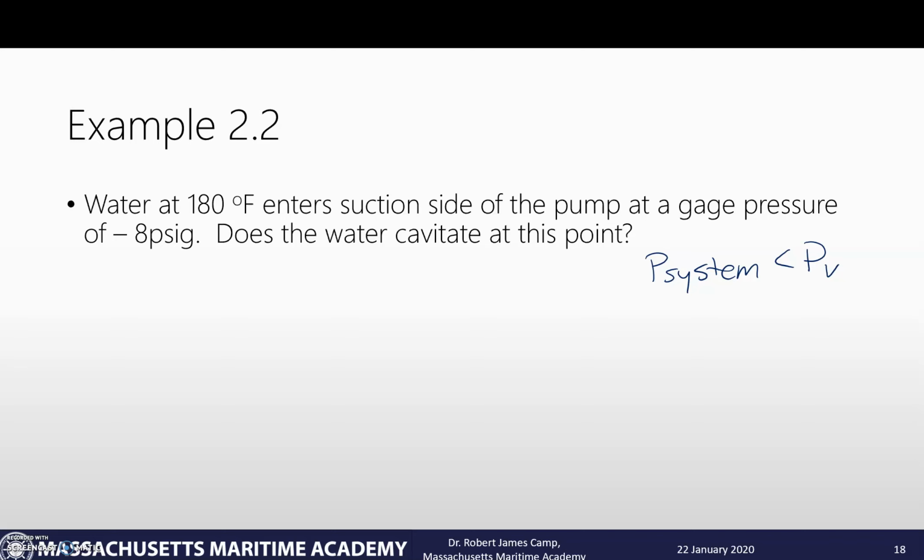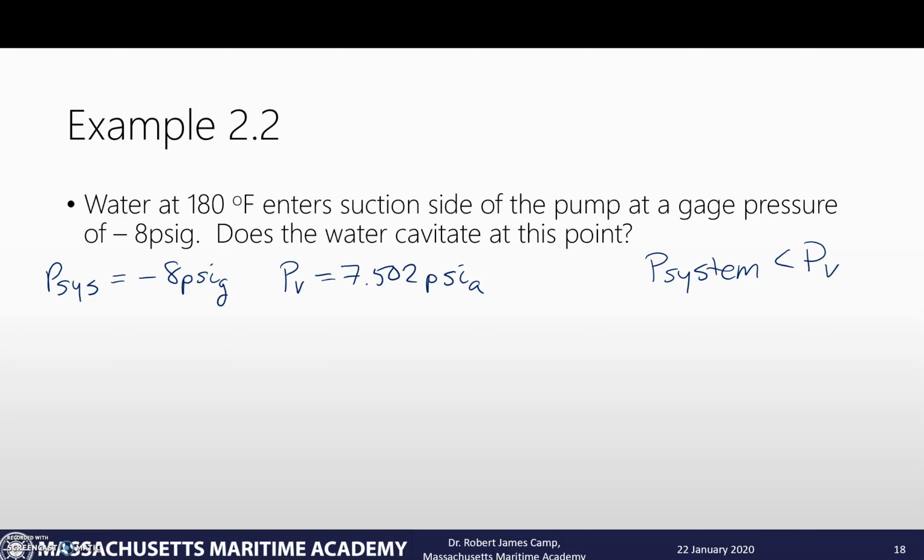So from our problem, really the only thing that we know is the pressure of the system is -8 psi gauge. We have to keep in mind this is gauge pressure. Now if I look up the vapor pressure of water at 180 degrees, that vapor pressure is going to be 7.502 psi absolute. Most properties, when you look them up, will be an absolute pressure, not gauge pressure.